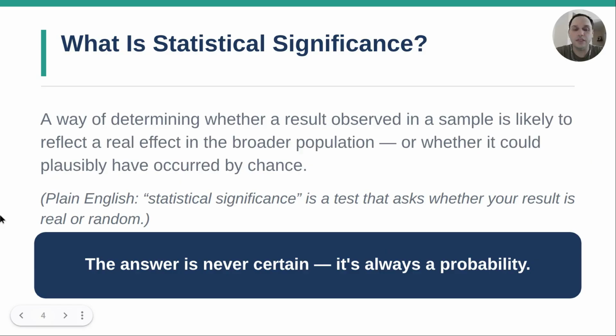Statistical significance is a way of determining whether a result observed in a sample is likely to reflect a real effect in the broader population, or whether it could plausibly have occurred by chance. The answer is never certain because you're working from a sample rather than the whole population. It's always a probability, but statistical significance gives you a principled, consistent way to decide when a probability is low enough that you're comfortable treating the result as real.